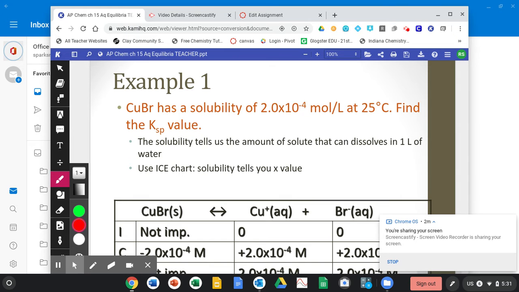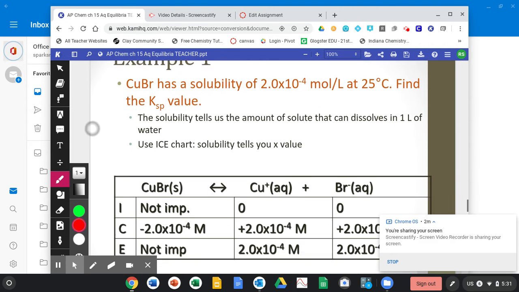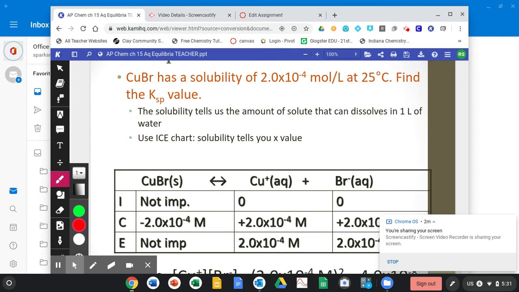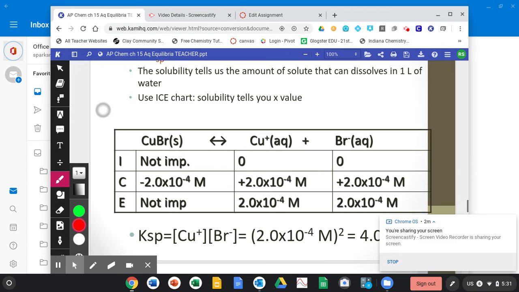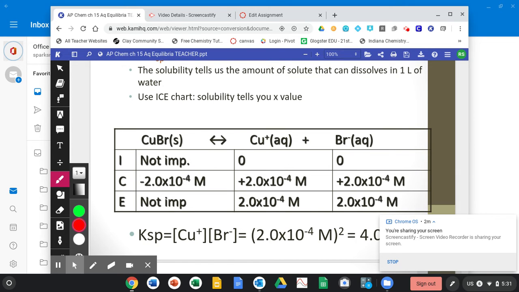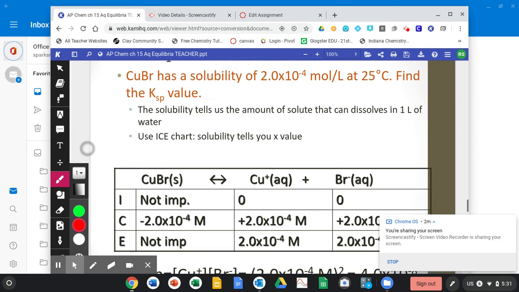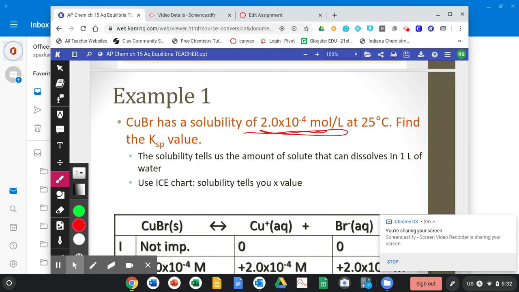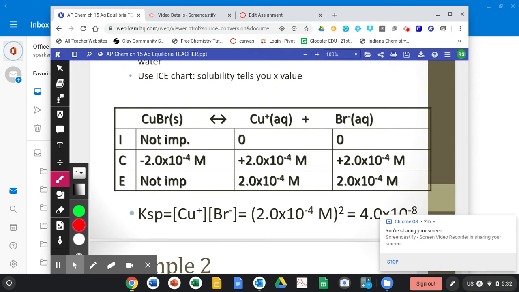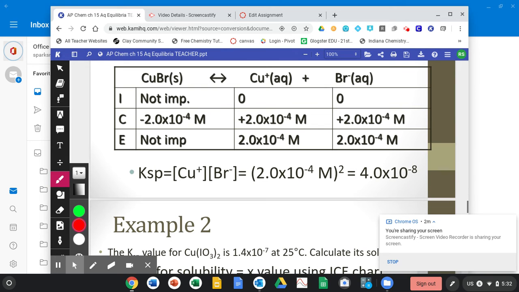Here's an example problem. Copper(I) bromide has a solubility of 2 times 10 to the minus 4th molarity at 25 degrees Celsius. Find the Ksp value. The solubility tells us the amount of solute that can be dissolved in 1 liter of water. So we're going to use an ICE table here. Copper(I) bromide is breaking down to 1 copper(I) and 1 bromide ion. Of course, we don't have any initial ions. Then when it starts to dissolve, this told us how it dissolved. And so we know the ratio is 1 to 1, and so it is going to be that value squared to get the Ksp value.